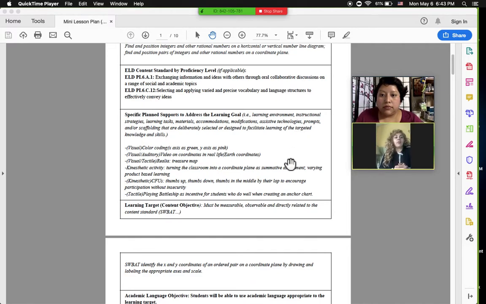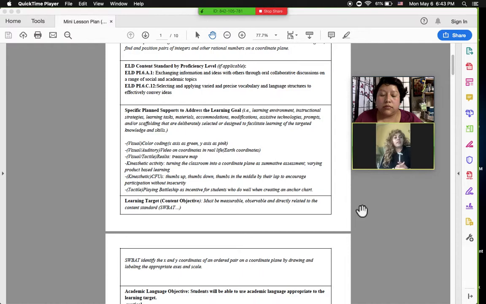Moving on, we have our ELD content standard by proficiency level. Our first standard is ELD 6A1: exchanging information and ideas with others through oral collaborative discussions on a range of social and academic topics. We were able to pick this standard because throughout our lesson, you'll see that in some areas, students will be able to work in partners or collaborate with each other. This is where they will give feedback and demonstrate how much they know of the content using the English language.